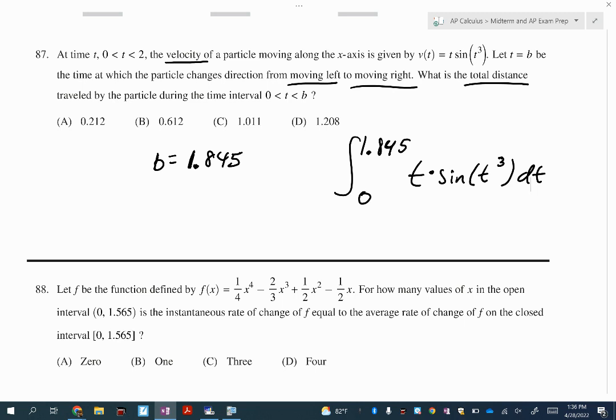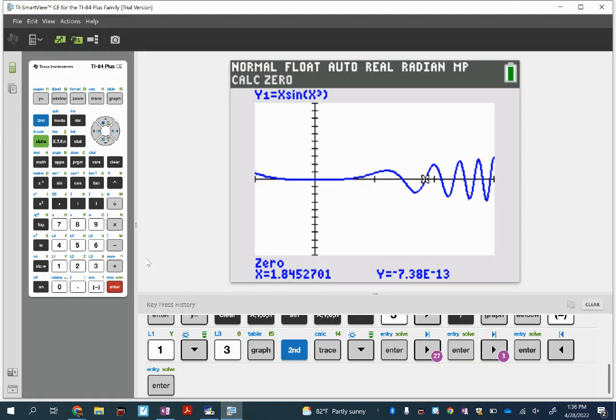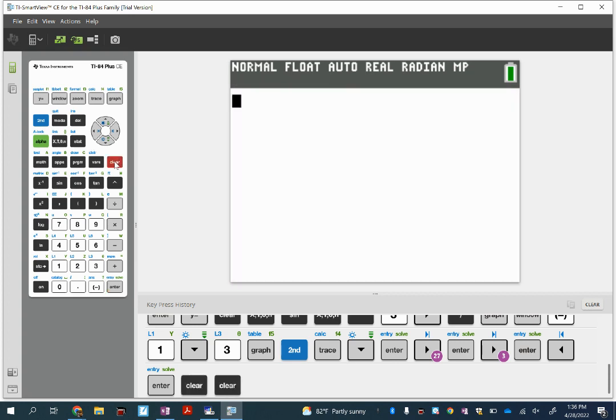So do you remember what we did? We did this a long time ago. What symbol do we put around this to make sure that we get the total distance? Nice, the absolute value. All right, so we're going to type this into the calculator. Now I'm going to clear out of this. I don't need the graph anymore, so I'm going to hit clear until I get back to the screen. So hit clear a couple times.